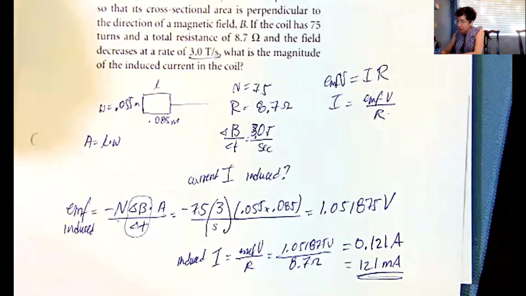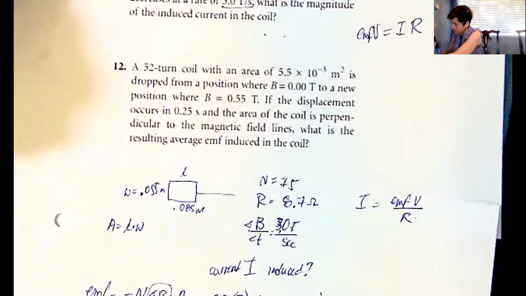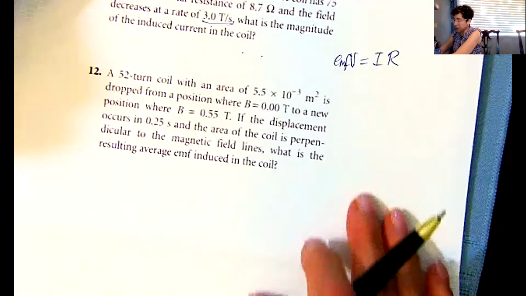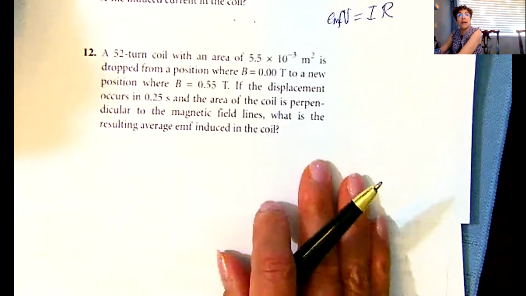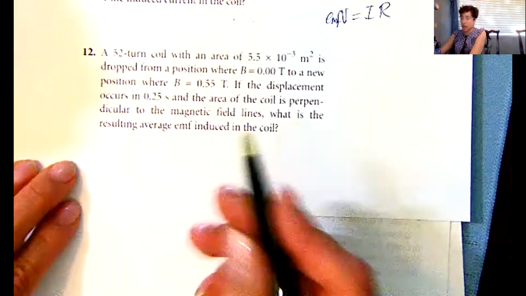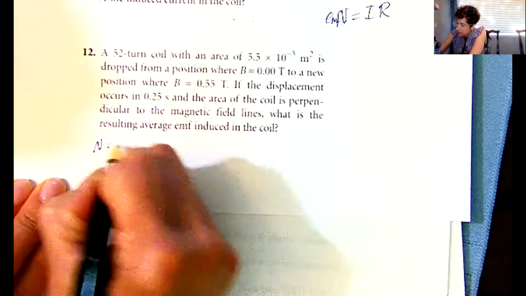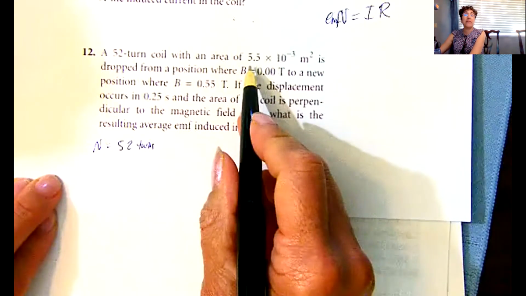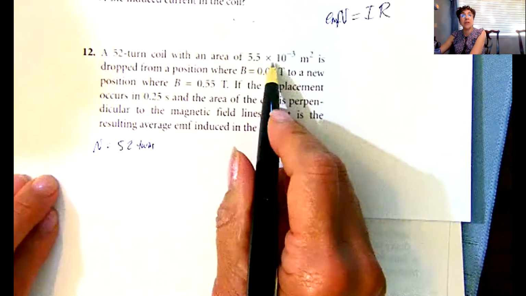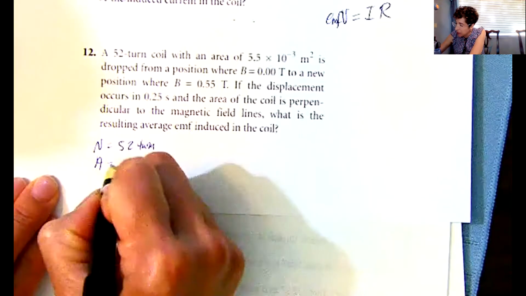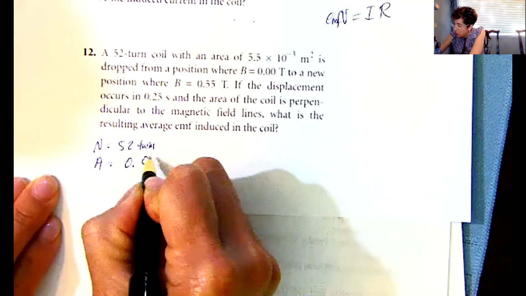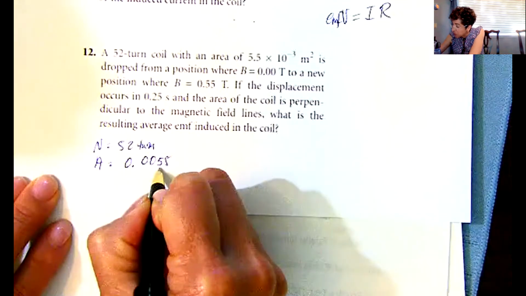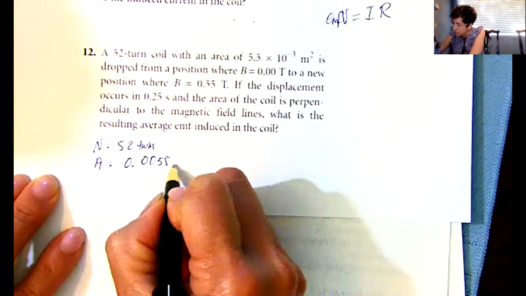All right, last problem for this section, number 12. It says a 52 turn coil. I got N is 52 turns. It has an area of, oh, they gave us the area right away, 5.5 times 10 to the negative third. So I'm going to say the area is 0.0055, which is 5.5 times 10 to the negative 3 meters squared.